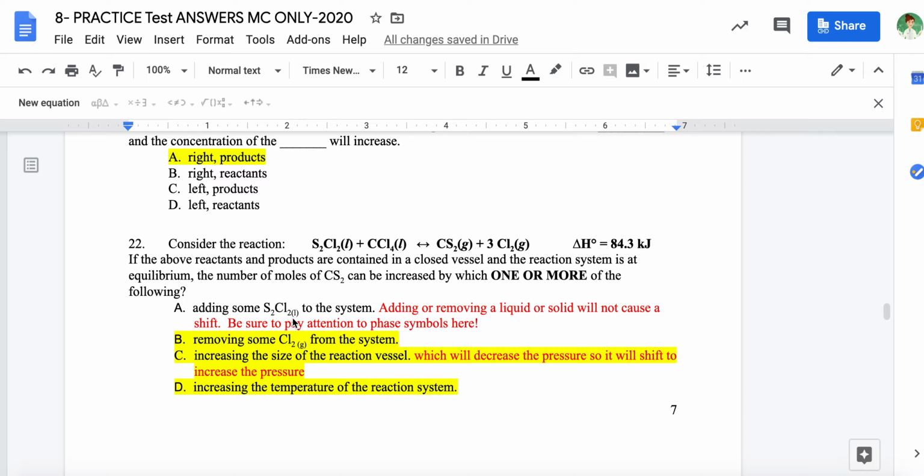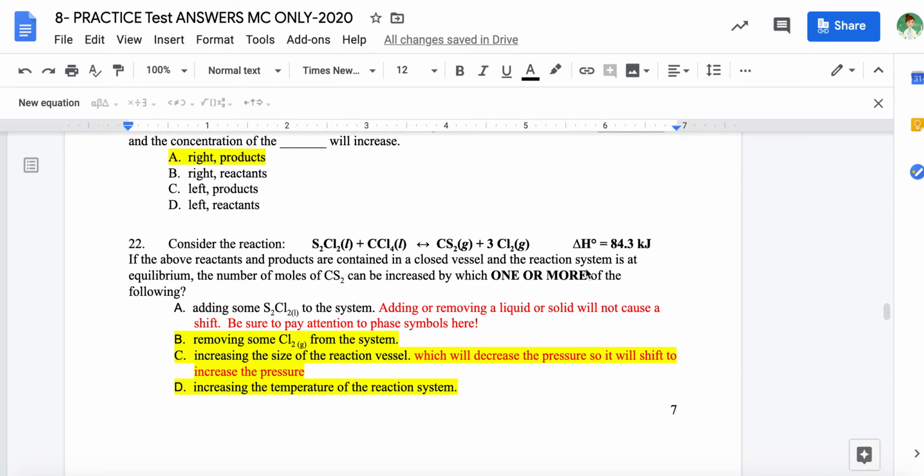What are we trying to do? We're trying to increase the number of moles of this. Okay, so we're trying to get more product. So what can we do to get more product? Always read the question carefully. So we could remove some of the chlorine. If we remove the chlorine, that's going to shift the reaction to make more, which is also going to get more of our product of CS2. If we increase the size of the reaction vessel, the pressure drops. Remember, pressure and volume are inverse. So if the pressure drops, the reaction has to shift to the side with more moles of gas, which is what we have right here.